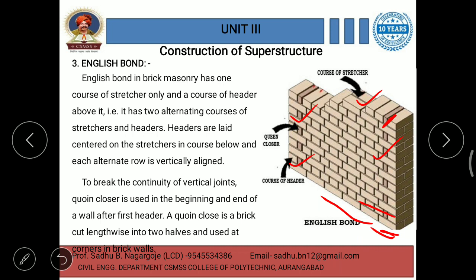These queen closures are provided to avoid the continuity of vertical joints, or to break the continuity of vertical joints. They are provided at the starting and at the end of the wall. A queen closer is a brick cut lengthwise into two halves and used at corners in brick walls. We have already studied what is meant by queen closures.